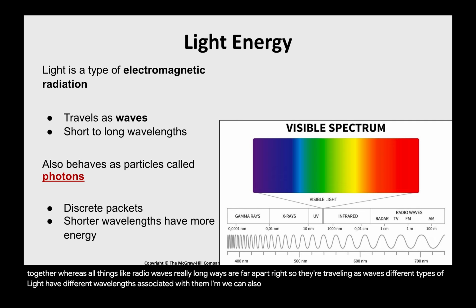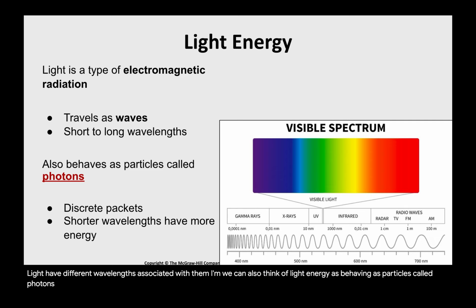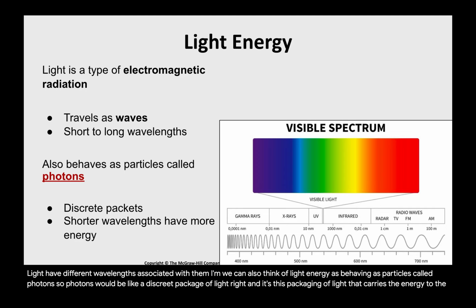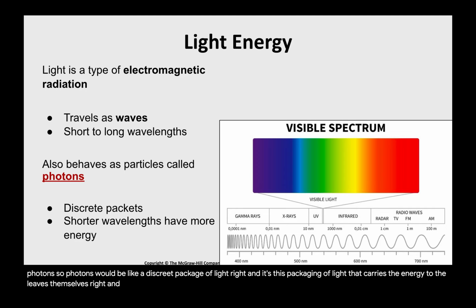We can also think of light energy as behaving as particles called photons. Photons are like a discrete package of light, and it's this packaging of light that carries the energy to the leaves themselves. Shorter wavelengths of light, wavelengths that are closer together, have more energy associated with them than the longer wavelengths.